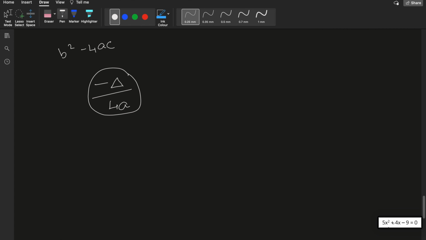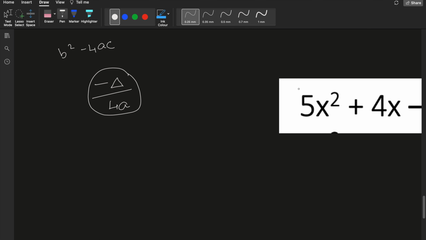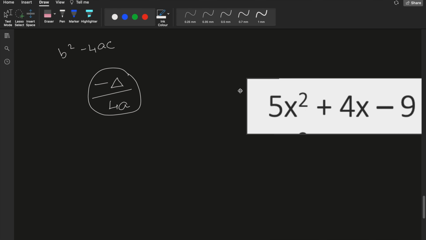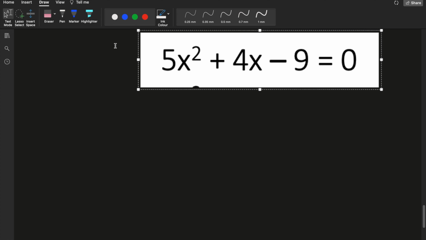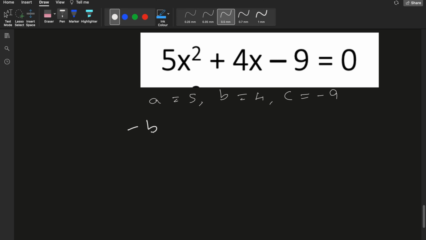5x squared plus 4x minus 9. Okay, so now we know that a is 5, b is 4, and c is minus 9. So the x coordinate will be minus b by 2a, which is minus 4 divided by 5 into 2, that's 10, that is minus 2 by 5.